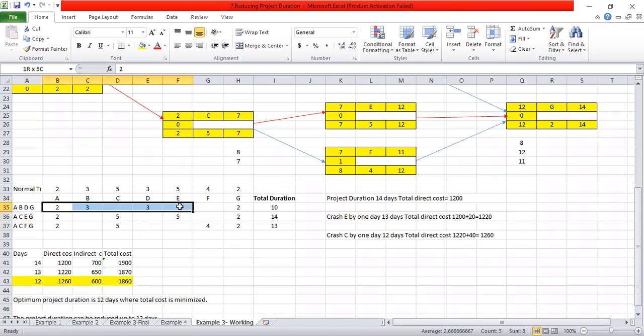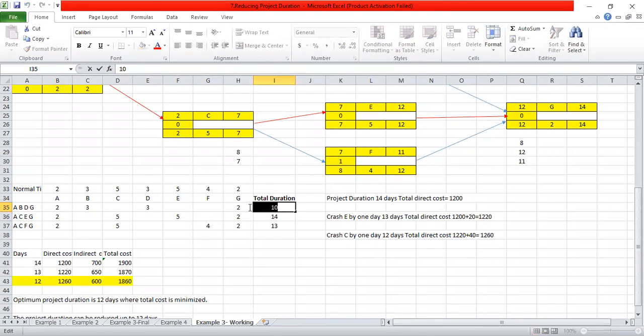So after writing down the normal times relating to this path, you have to take the summation to calculate the total duration. So I will take the summation here. Can you see for the first path, total duration is how much? Total duration is 10. For the second path, total duration is 14. And for the third path, total duration is 13.